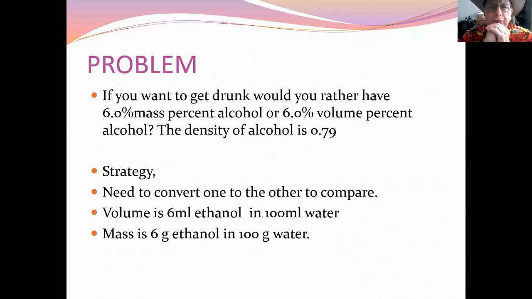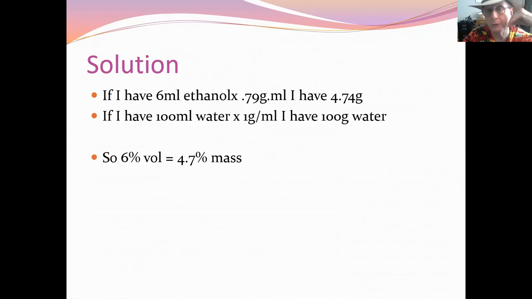Okay. If you want to get drunk, would you rather have 6% mass percent alcohol or 6% volume percent? The density of alcohol is 0.79 grams per milliliter. Guys, all you got to do is convert one to the other and compare. The volume is 6 milliliters of ethanol in 100 milliliters of water, or 6 grams of ethanol in 100 grams of water. So basically what I did was I took my 6 milliliters, multiplied it by the density. That means I have 4.74 grams. I do the same thing to water, only that density is 1 gram per milliliter. That means I have 100 grams of water. So if I have a 6% volume to volume, that's going to equal a 4.7% mass to mass. Just a little interesting sidelight.